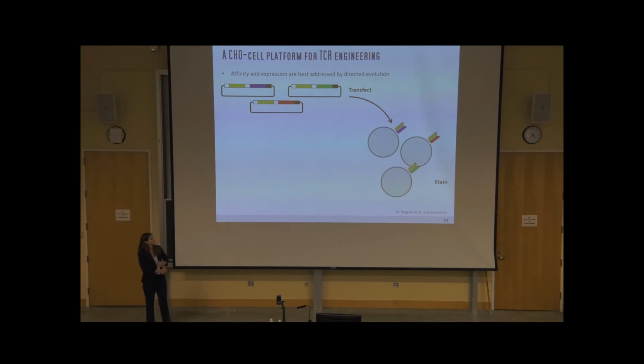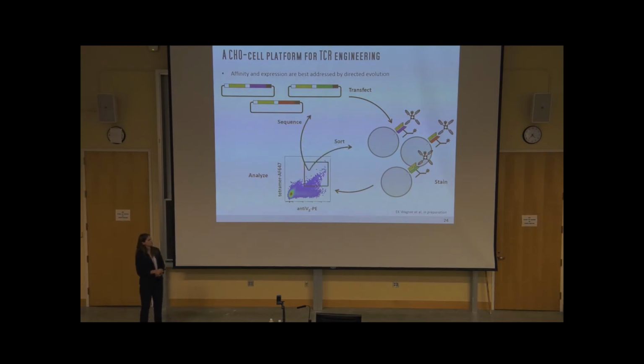So if I transfect these, I'll have a bunch of cells that all have different TCRs on the surface, maybe with just a couple of changes. Stain them as I did before, and I might get a graph that looks something like this. So more of a mixed population here. We see some are good and some are bad, so what we want to do is isolate only those that are good and figure out what they actually were.